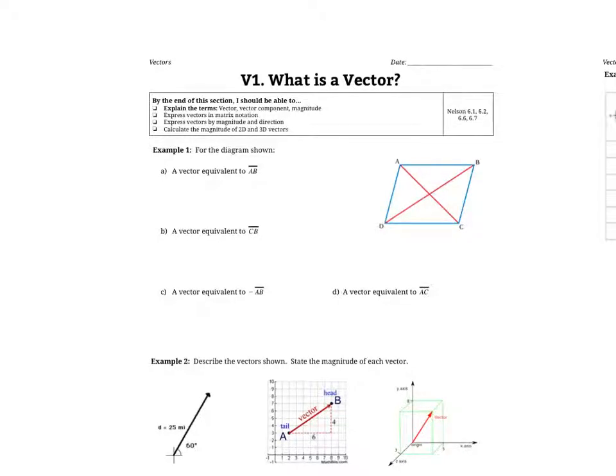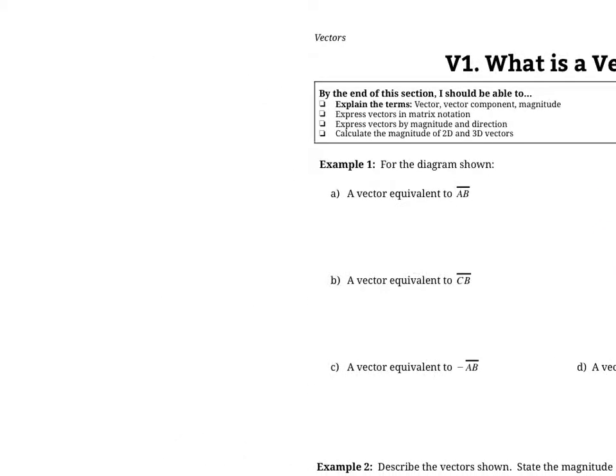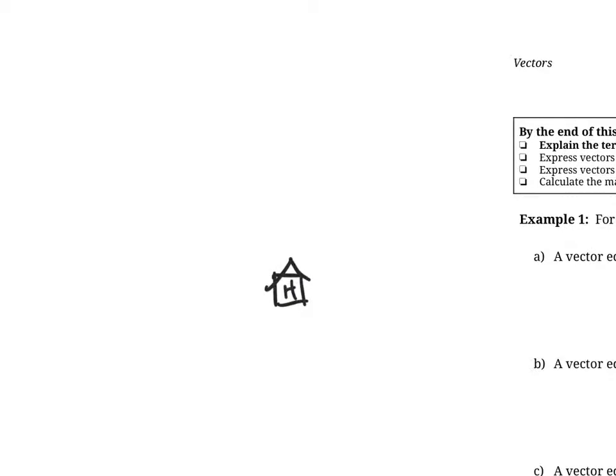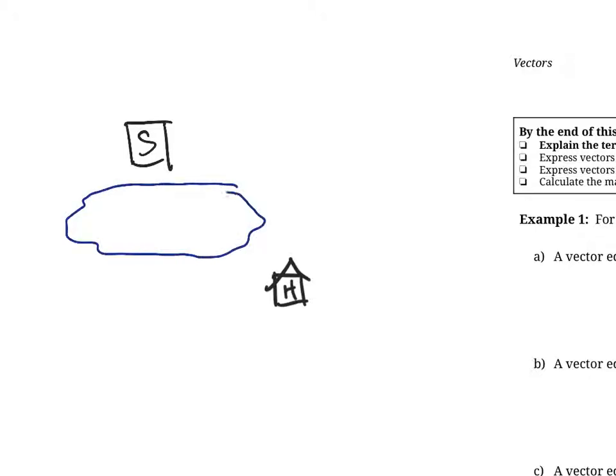What's a vector? Let's start off with an example. Let's say you're walking one day from home to school. Let's put school over here, okay? You'd like to walk straight from home to school because that's the shortest distance, obviously, but let's pretend there's a lake in the way.